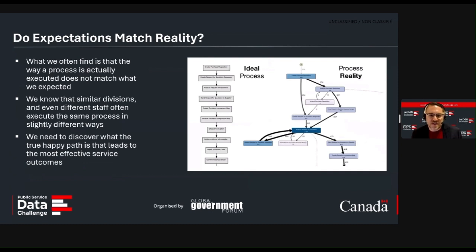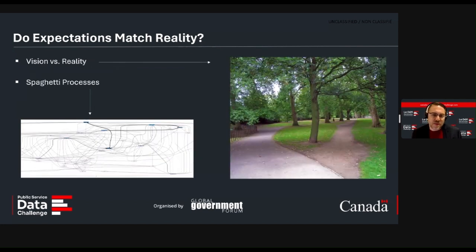And what we often find is that the way a process is executed doesn't match our expectations. We know that similar divisions and even staff in the same division often execute processes in a slightly different manner while still delivering the same outcome. And so we need to discover the happy path that leads to the most effective service outcomes. Because in the ugliest of scenarios, we get spaghetti diagrams like the one on the bottom left, where the process has no structure.